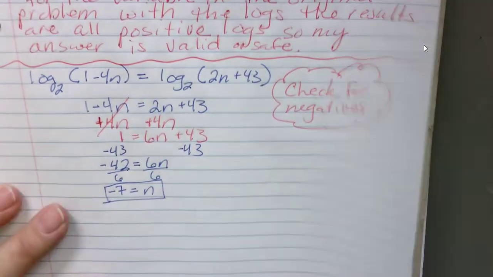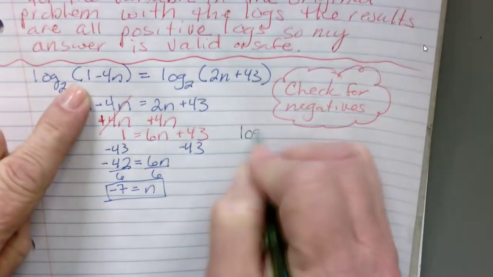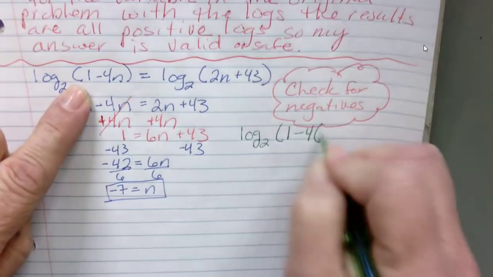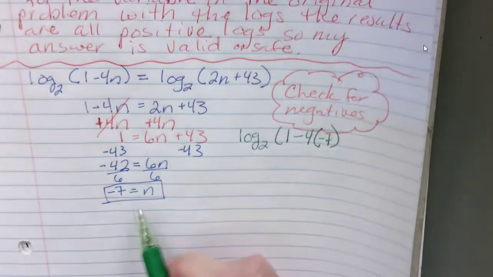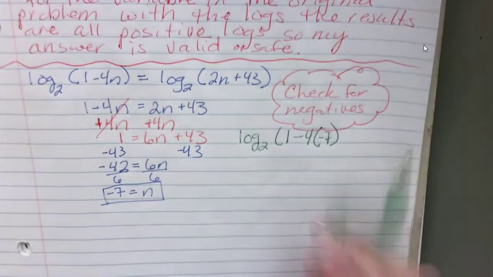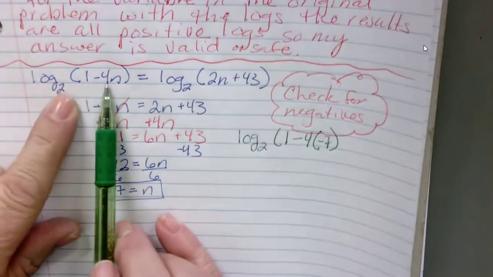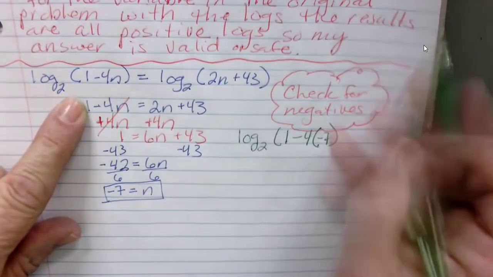All right. So checking for negatives, I have to plug it back into my original. So I'll get log base 2 of 1 minus 4 times negative 7. And you're like, Ms. Hethcote, we already know that the answer is negative 7. So n equals negative 7, we have a negative. Again, it doesn't matter if the answer is negative. It's if we end up with a log of a negative once we plug it in. All right? So that's that.